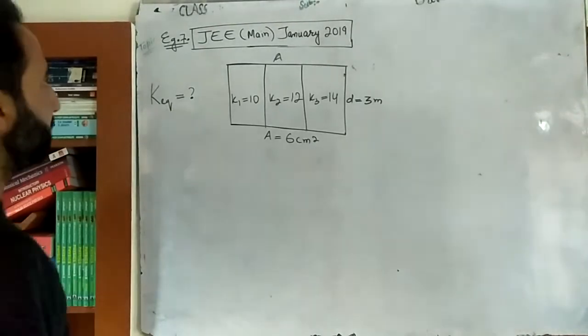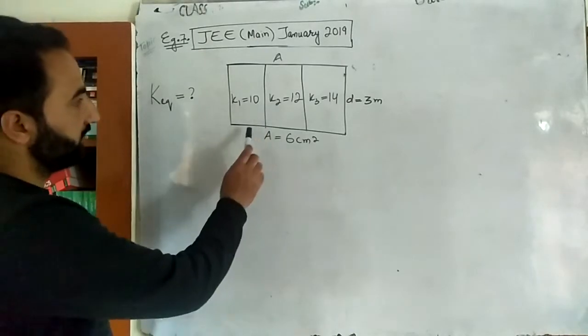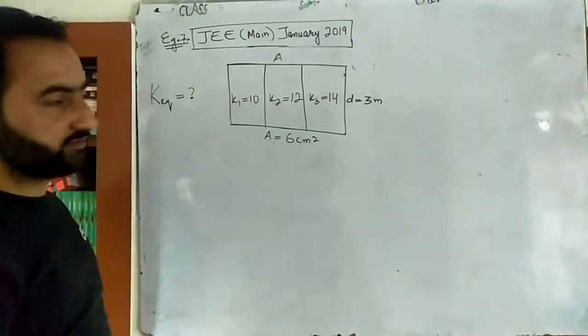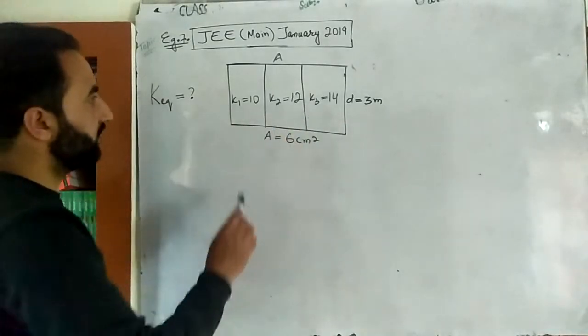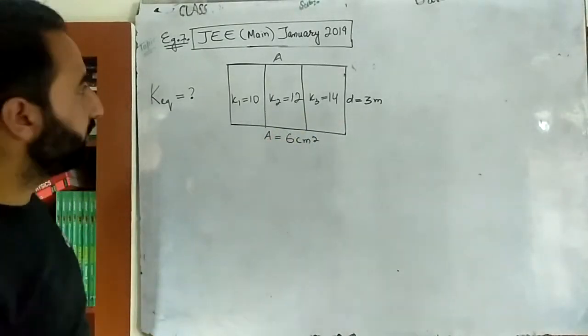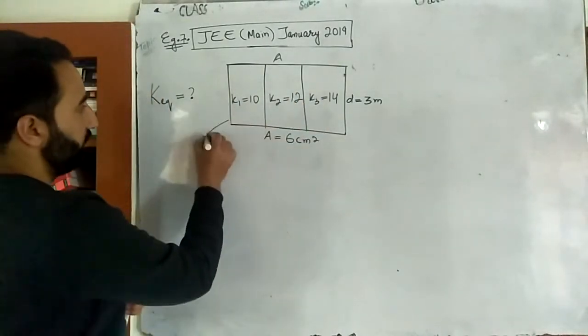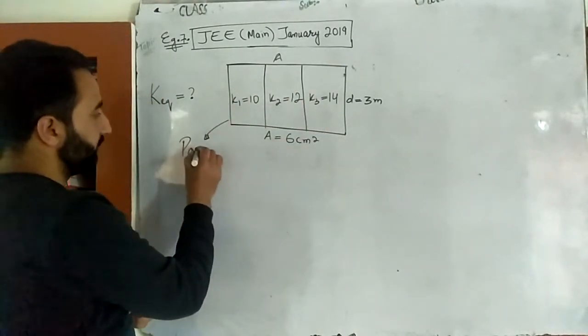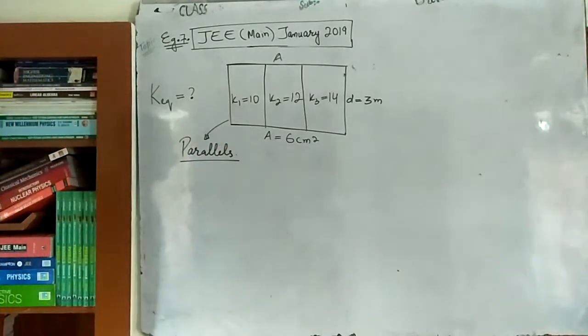Okay, example number 7 was asked in JEE January 2019. Simply it is like this. The area of the plates is A, which is mentioned as 6 centimeters square, and the separation of the plates is 3 meters. And K1, K2, K3 are given as 10, 12 and 14. Three different slabs, and obviously these three different slabs are connected in parallel. So the question is simply to calculate the equivalent dielectric constant.